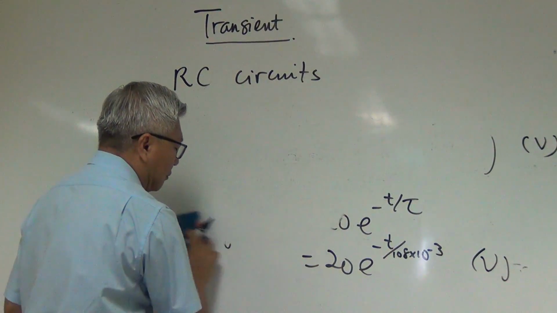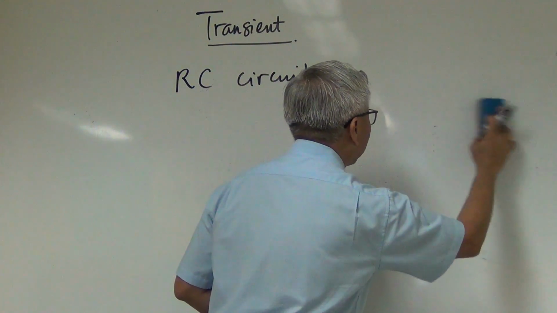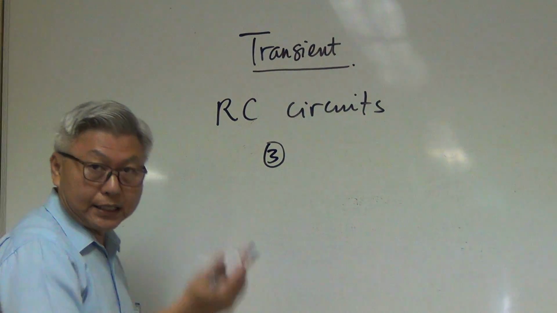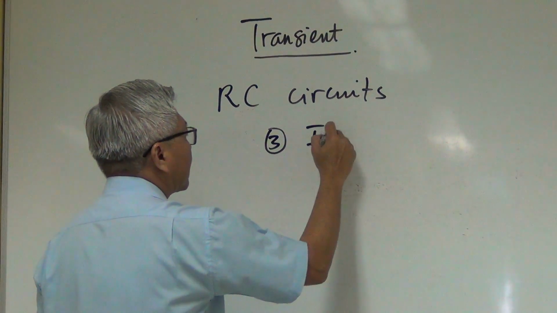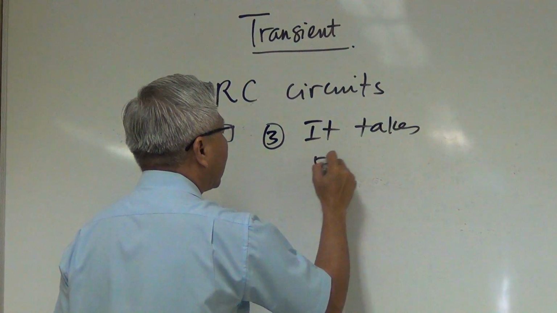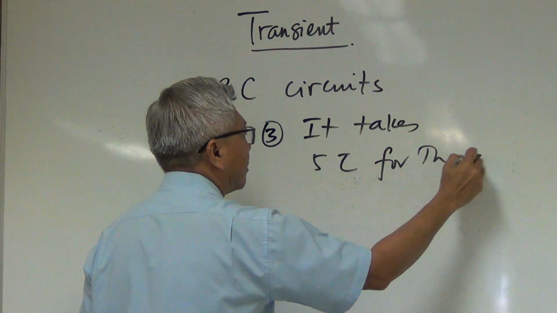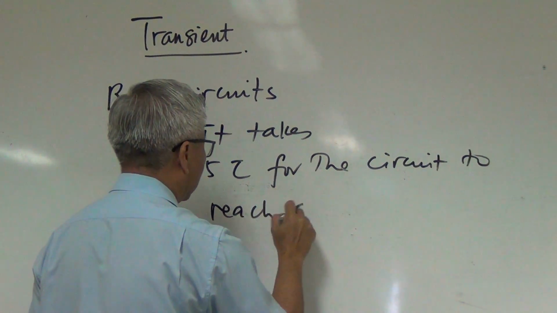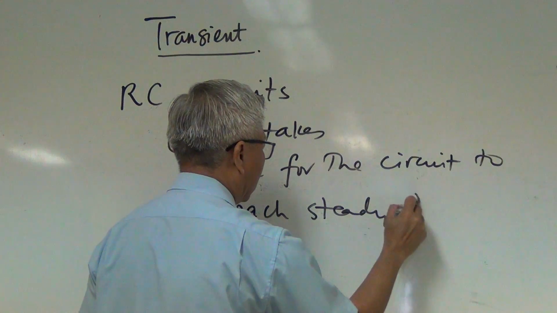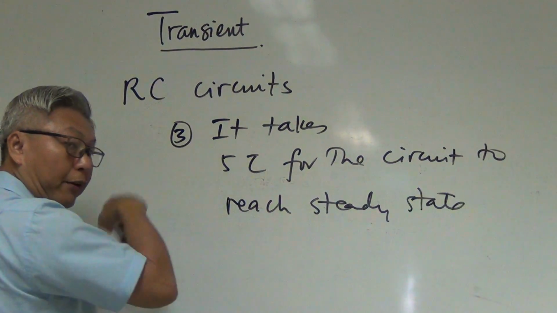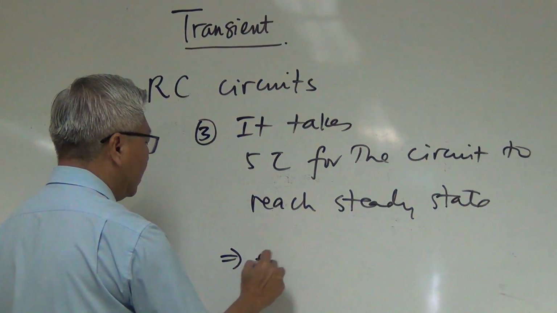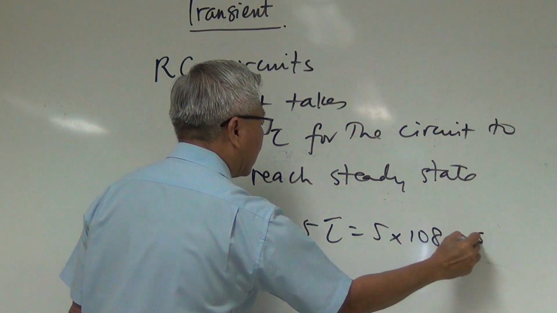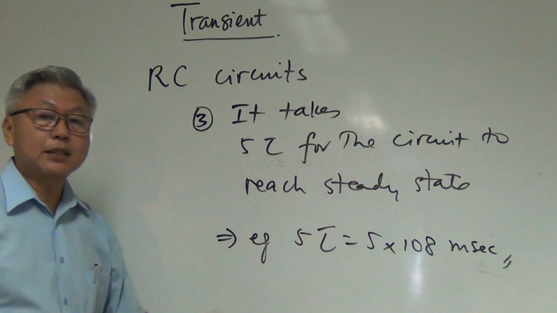And the third is a shortcut formula called five time constant. For a circuit to reach steady state, it takes five time constant. So in the example of my time constant just now, five time constant is 5 times 108 millisecond. That was the example that I gave just now.